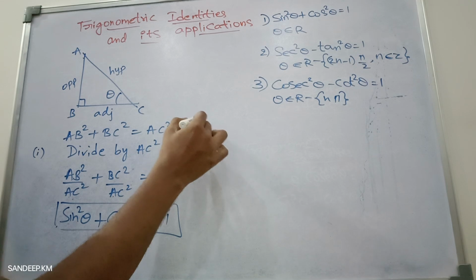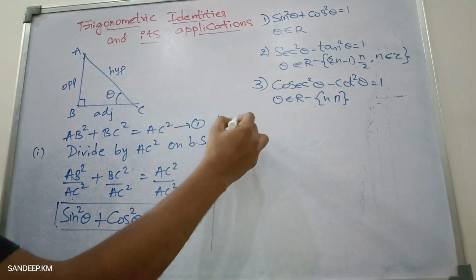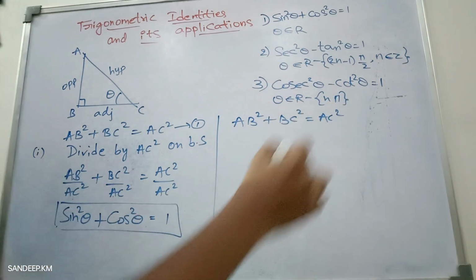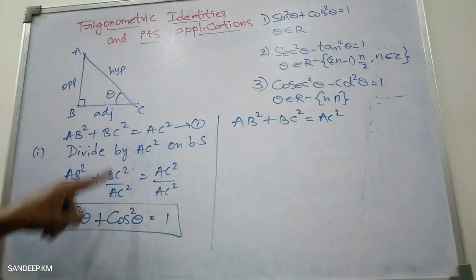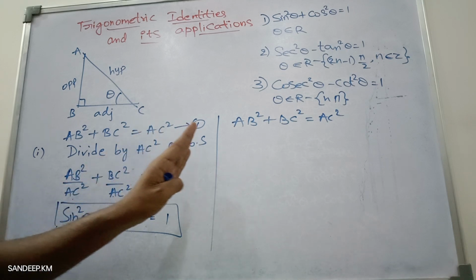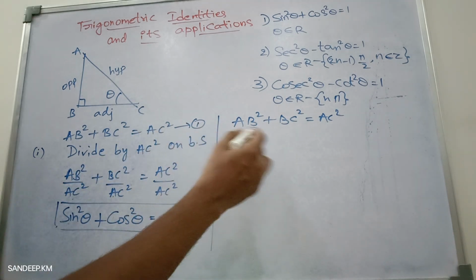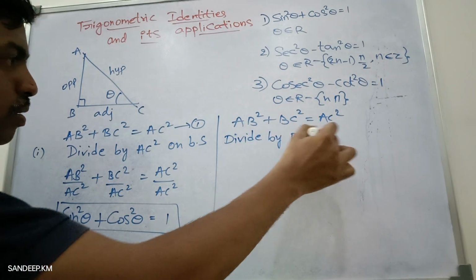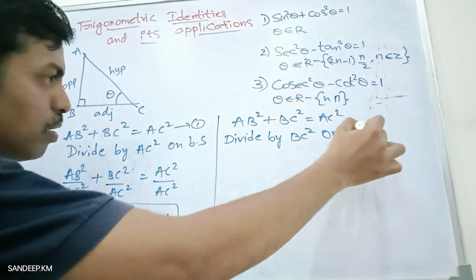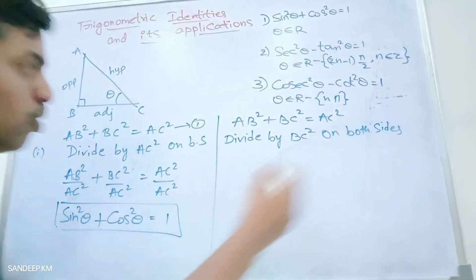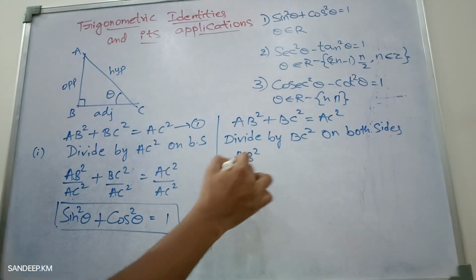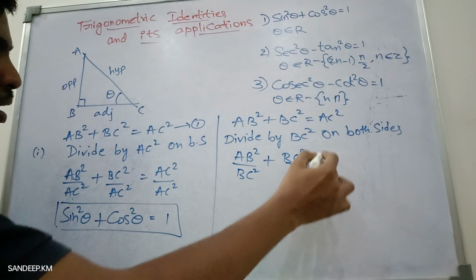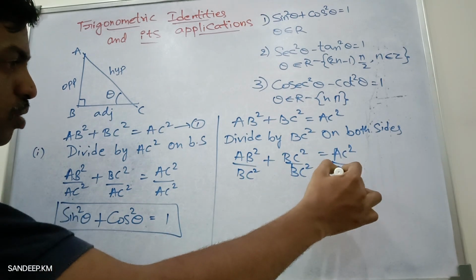Take this equation 1 again. AB square plus BC square is equal to AC square. See, if I divide with AC square on both sides, I got this. Now divide with BC square on both sides. If I divide by BC square on both sides, then I'll get AB square by BC square plus BC square by BC square is equal to AC square by BC square.